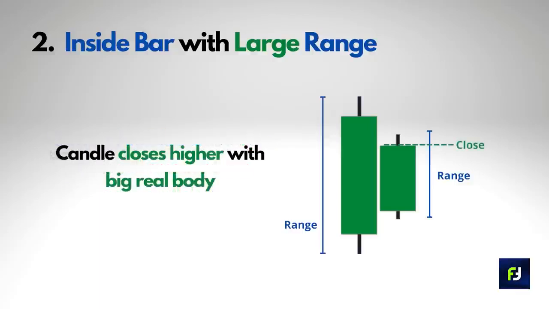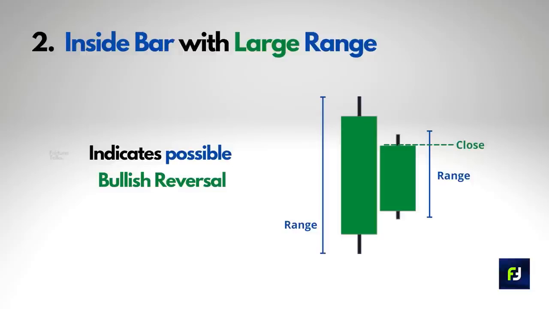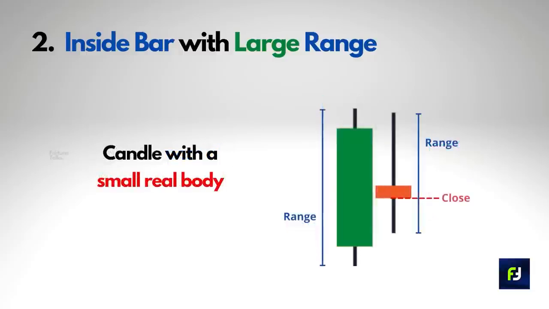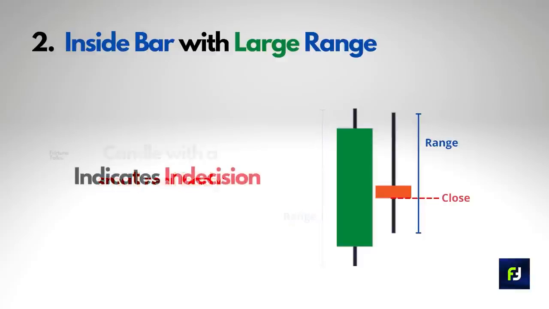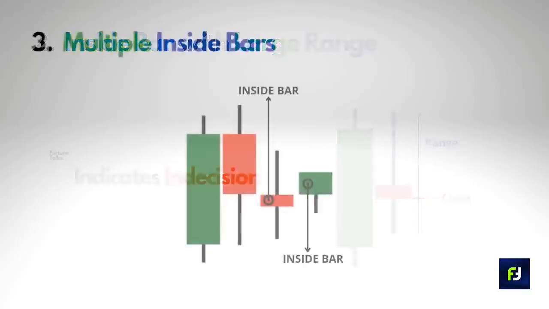As you can see, in the first category, there is a large inside bar with a bullish close which shows signs of bullish strength. Moving on to the second type, it is a large inside bar with a small real body which shows signs of indecision. So depending upon the range and the real body, the inside bar can either represent an indecision or a reversal in the market. Now the third type of inside bar is multiple inside bars. So in this case, you have multiple inside bars together.